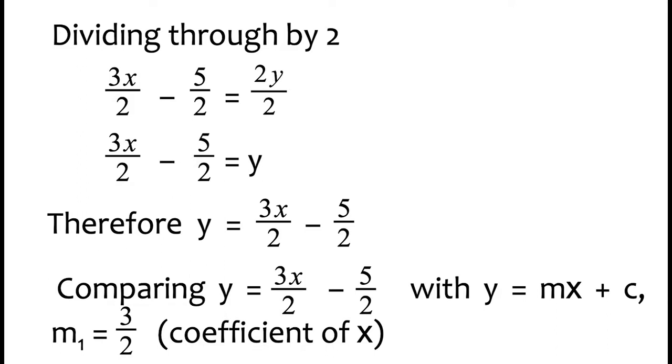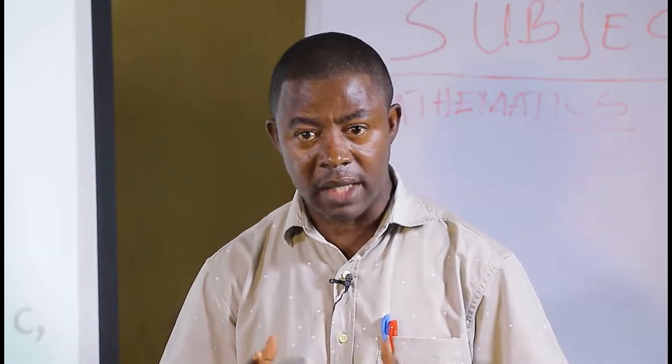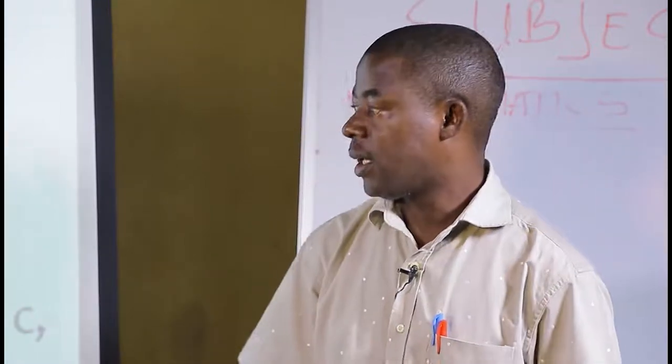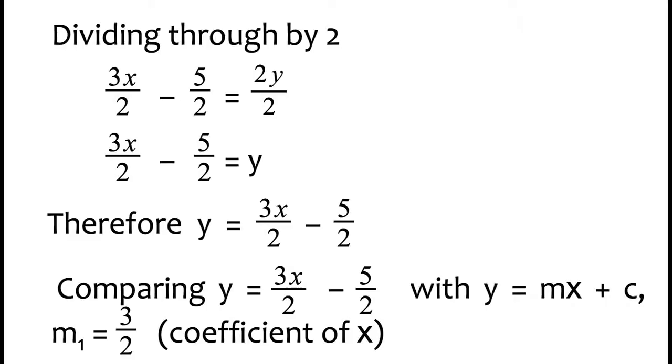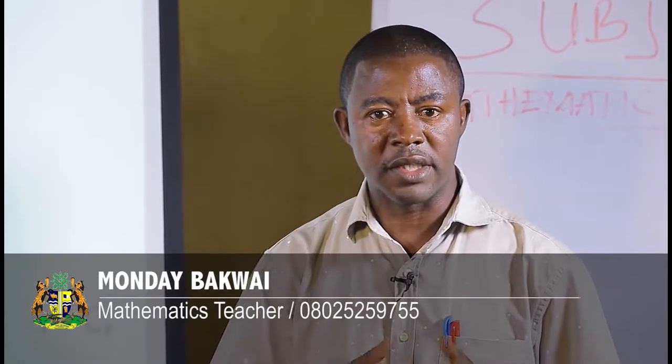Comparing with y equals mx plus c. When you compare the equation with y equals mx plus c, which is the general equation of a line in intercept form, the coefficient of x in this case is 3 over 2. So my gradient, which is m1 of the given equation, is 3 over 2. The coefficient of x, 3 over 2, is now our m1 because it is the gradient of the first line.